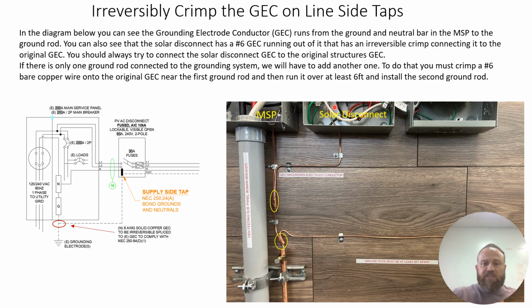And then on the solar disconnect, we brought down this GEC and ran it over and connected it right onto the original GEC with another irreversible crimp. This is how it should be done. You should try to avoid pounding new ground rods unless that's the only option you have.